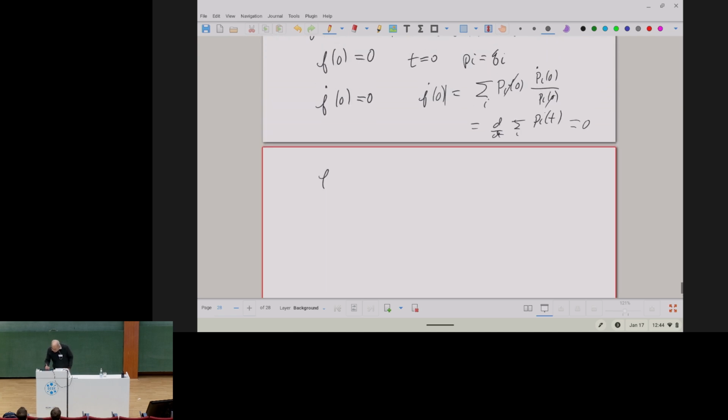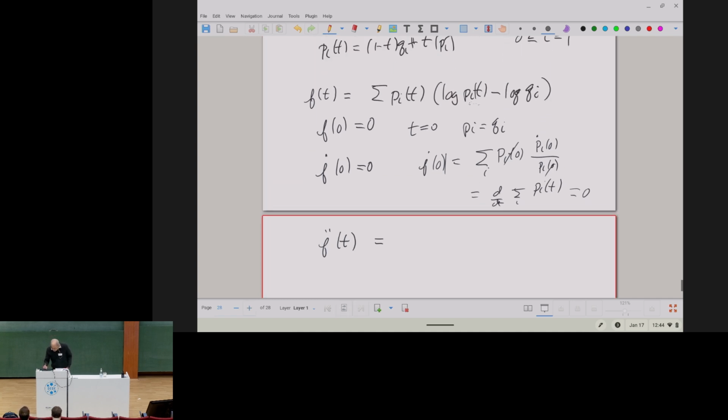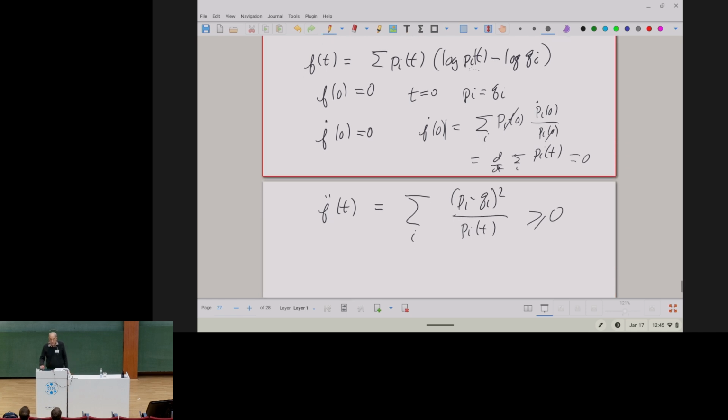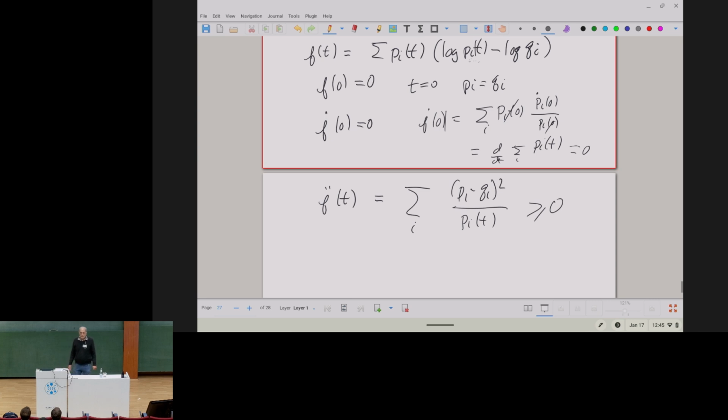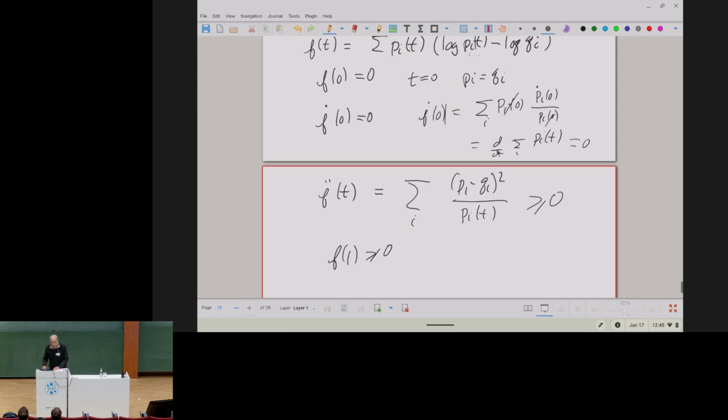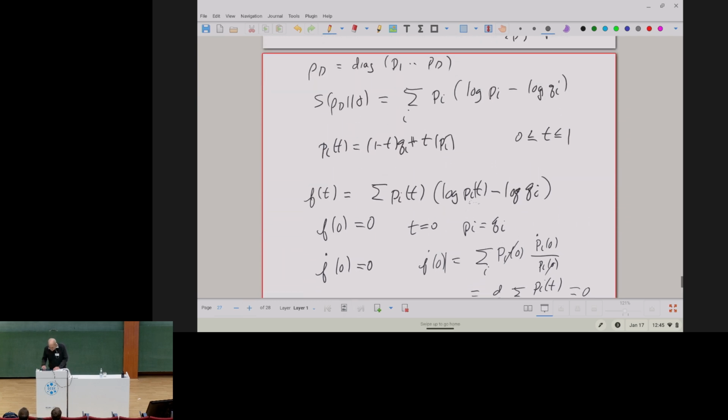And finally, we want to take f double dot of t. And f double dot of t, with a little bit of calculus, is the sum over i of pi minus qi squared over pi of t. So it's equal to or greater than 0. So we have a function which is 0 at 0, and its first derivative is 0, its second derivative is non-negative. So therefore, f of 1 is non-negative. And that tells us what we wanted.